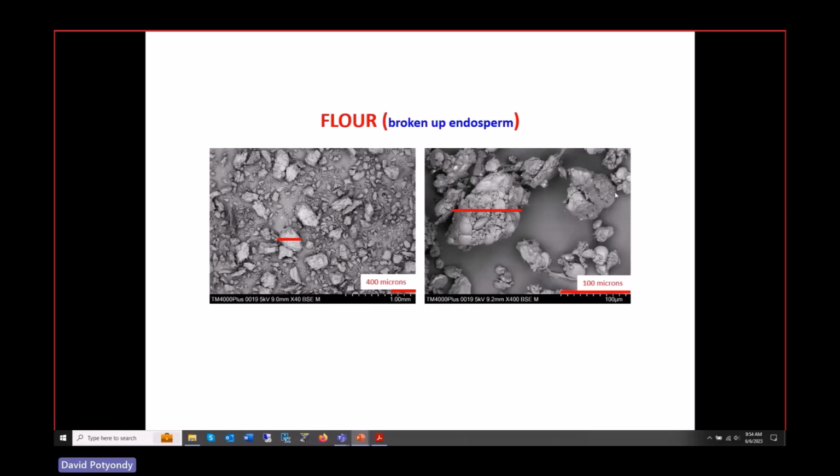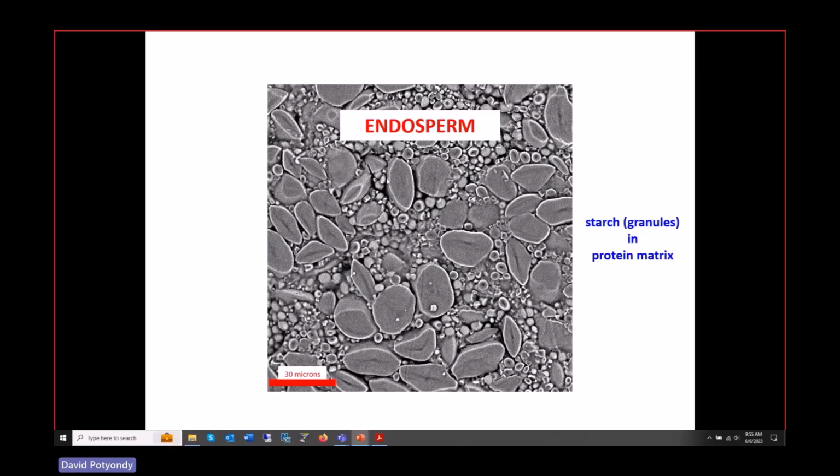Okay. Now, what the heck is inside of a grain? You can sort of see, at this scale, these weird particle-like things. These are granules of starch. And what you have is granules of starch that are embedded in a matrix of protein. Here's a cross section through there, 30 microns.